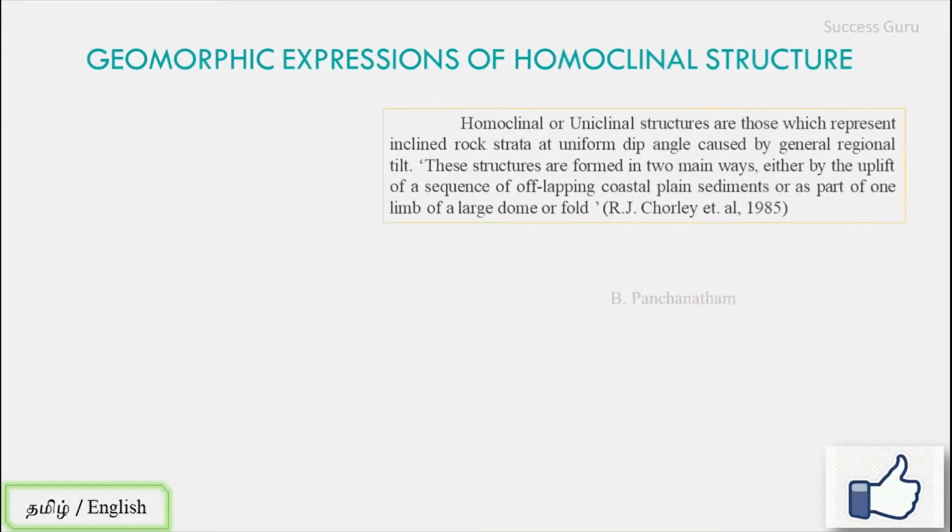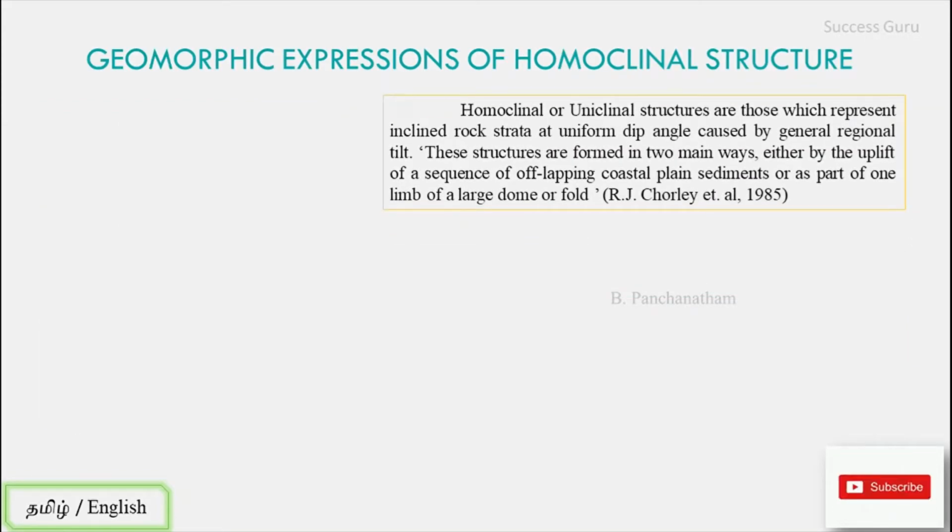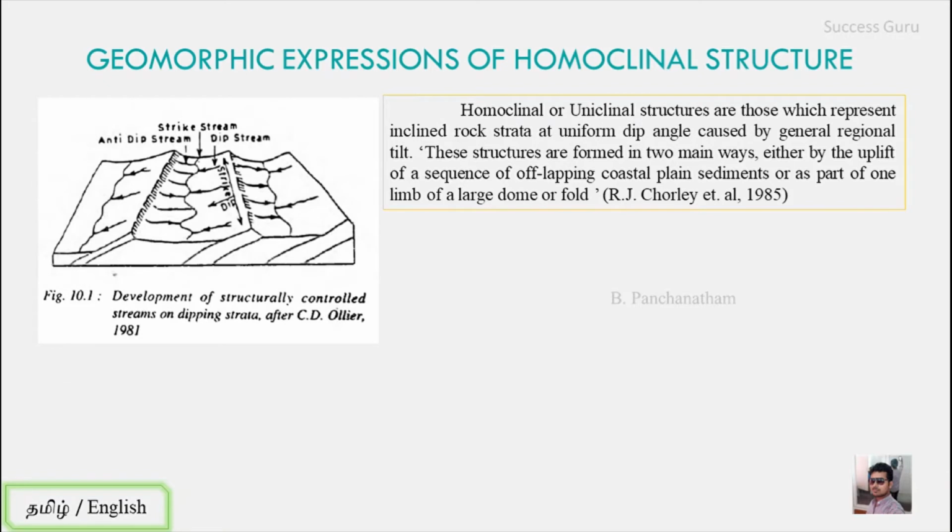So let us see the first one, that is the geomorphic expression of a homoclinal structure. As you know, the homocline or unicinal structures are those which represent inclined rock strata at a uniform dipping angle, that is generally caused by the regional tilt. And these types of structures are formed in two ways. One is by the uplifting of a sequence of overlapping coastal plain, and the other possibility is that it could be a part of a large dome or a folded structure.